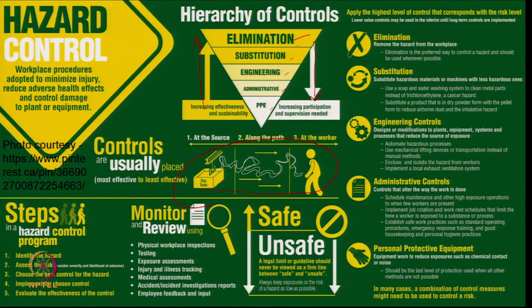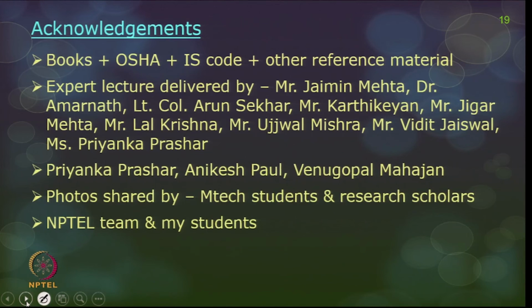Implement job rotation and work-rest schedules that limit the time a worker is exposed to a substance or process. Establish safe work practices such as standard operating procedures, emergency response training, good housekeeping, personal hygiene practices and so on. The last one is PPE. It should be the last level of protection, used when all other methods are not possible. Okay. If you see here, the steps are: identify the hazard, assess the risk, choose the best control for the hazard, implement the chosen control and evaluate the effectiveness of the control.